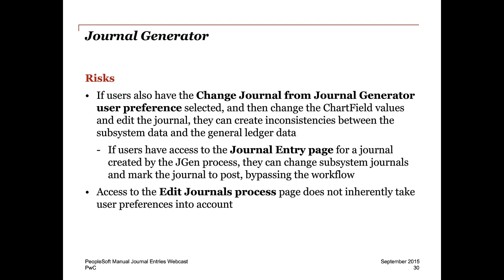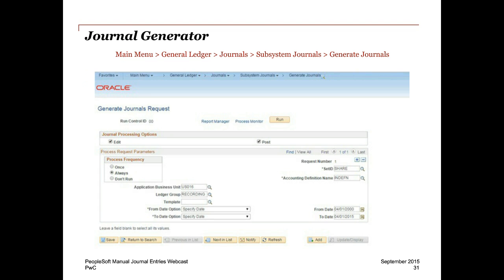So what does this look like? The Generate Journals Request page, so JGen or Journal Generator, is a fairly straightforward run control page. There's options on there as to whether or not you want to run the journal edit process and the journal post process. You select the business unit that you're gathering the entries for, the templates and accounting definitions, and you can run the journal generator manually from here. This can also be set up as part of a batch process, and as I mentioned before, the ID that runs this will actually be stamped on those subsequent entries.